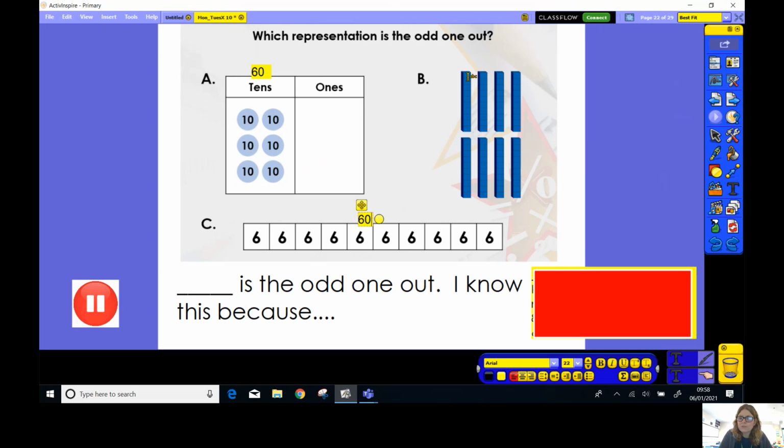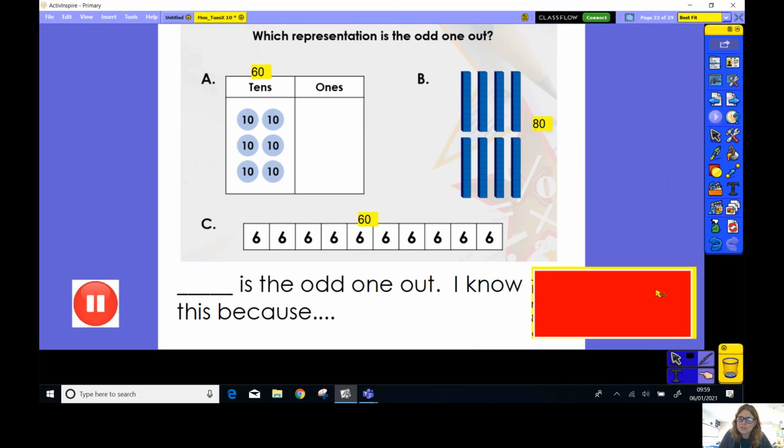Let's look at B. We have some Dienes here. Let's count the Dienes. Each one has 10 in it. So there's 10, 20, 30, 40, 50, 60, 70, 80. There are 8 groups of 10, which means there are 80. So now we can clearly see which one is the odd one out. B is the odd one out.